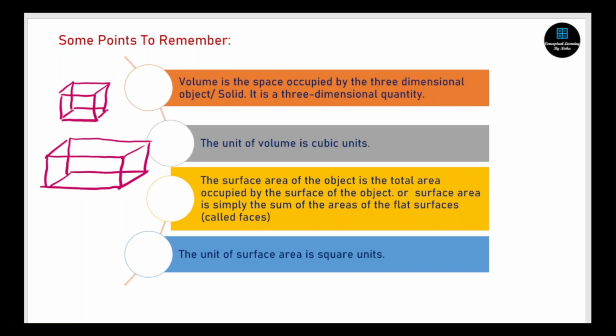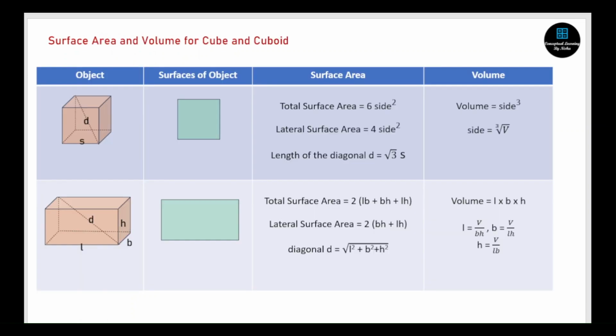Now this is the capacity. The capacity of this solid is called the volume. The unit of volume is cubic unit, so maybe it is meter cube or centimeter cube or millimeter cube, like that. So length cube, cubic units. Now surface area is nothing but the sum of all the flat surfaces of the solid. And the unit of surface area is square units. Now here some important formulas are given for surface area and volume of cube and cuboid.